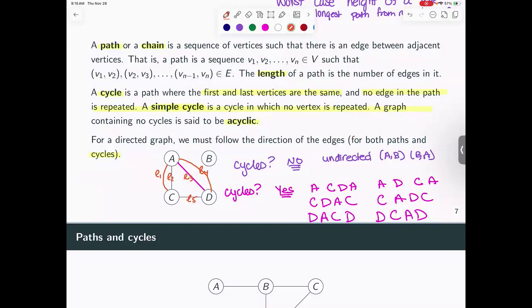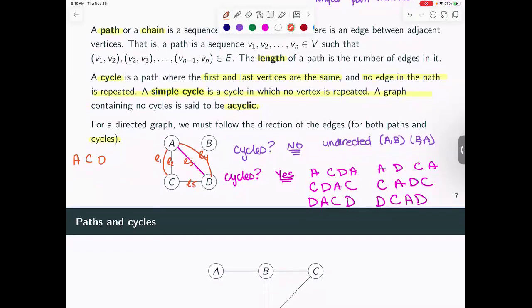If we went A to C to D to A to C, the path that we would need to take is edge 1, edge 5, edge 3, edge 2. And we could be a cycle, but not a simple cycle. There's no way for this to be a simple cycle.